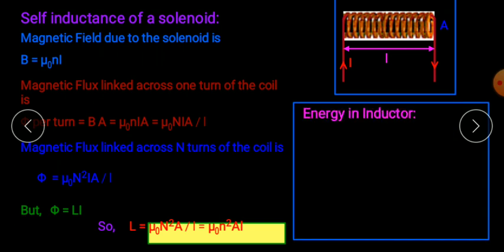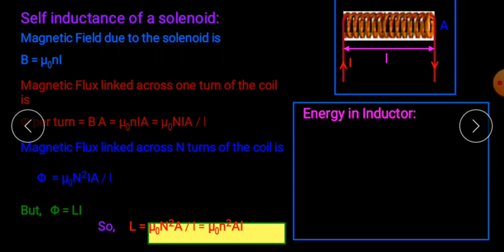Now, energy in a conductor. We know that whenever a current in an inductor is switched on, a back EMF is induced in the inductor which opposes the growth of the current. We have already discussed that. Therefore, the growing current has to work against the back EMF before it attains its final steady value. This work is provided by the battery supplying the current and is stored as magnetic energy around the inductor.